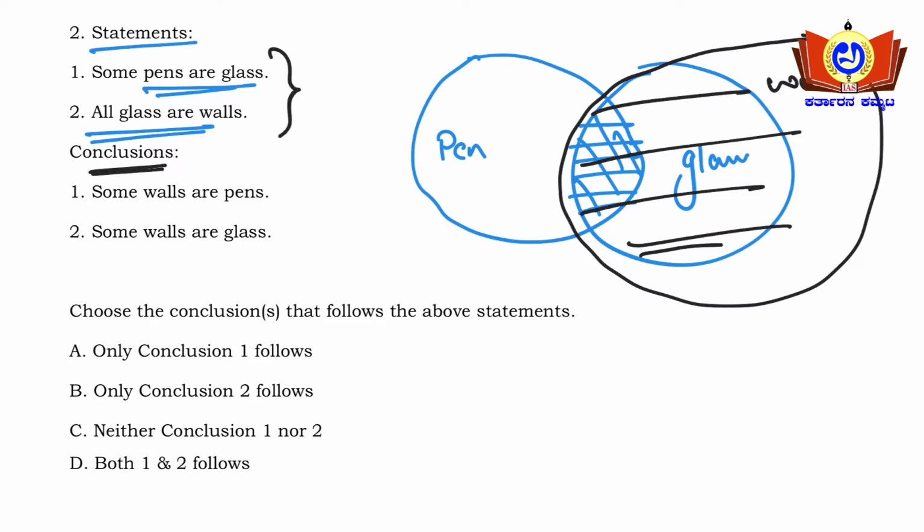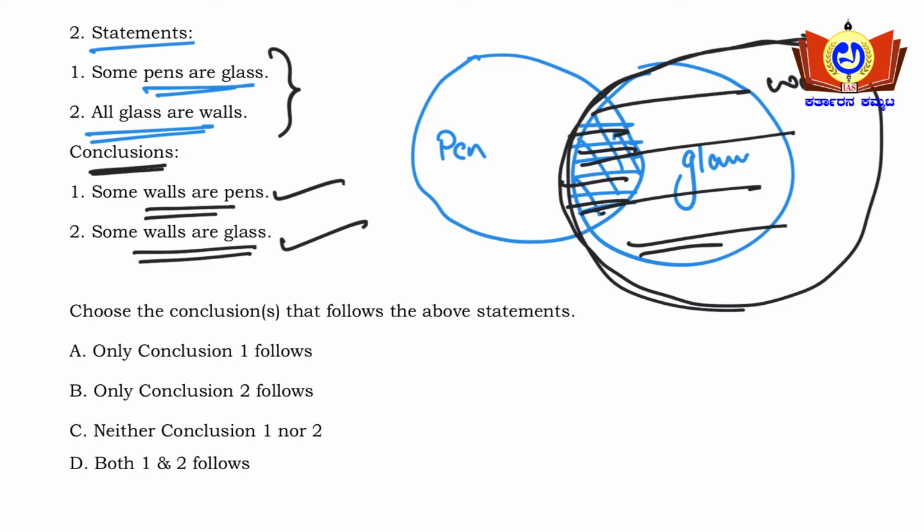The conclusion says, some walls are pens. Walls is this much here and pen will be here, so there is an overlapping area. So some walls are pens, this condition holds good. Some walls are glasses, yes or no? This condition also holds good. Hence both 1 and 2 follow. Option D is the right answer, my dear friends. So moving on to the next question.